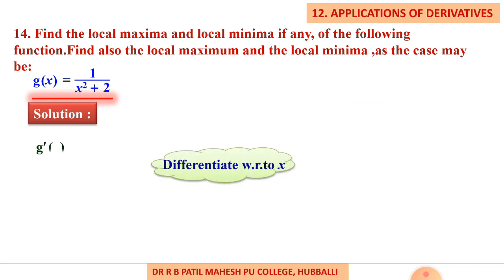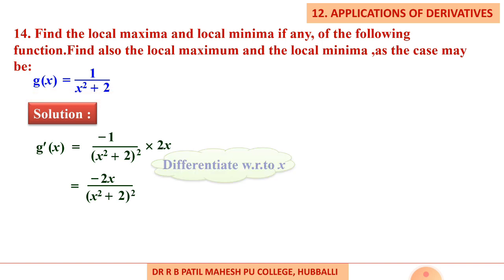First, differentiate with respect to x. We get g dash of x equal to minus 1 divided by x square plus 2 whole square, into the derivative of x square plus 2, which is 2x. Here you can consider the given function as 1 by x. The derivative of 1 by x is minus 1 by x square. In the place of x, x square plus 2 is there, so you can consider this as a composite function. Now the derivative of x square plus 2 gives minus 2x divided by x square plus 2 whole square.